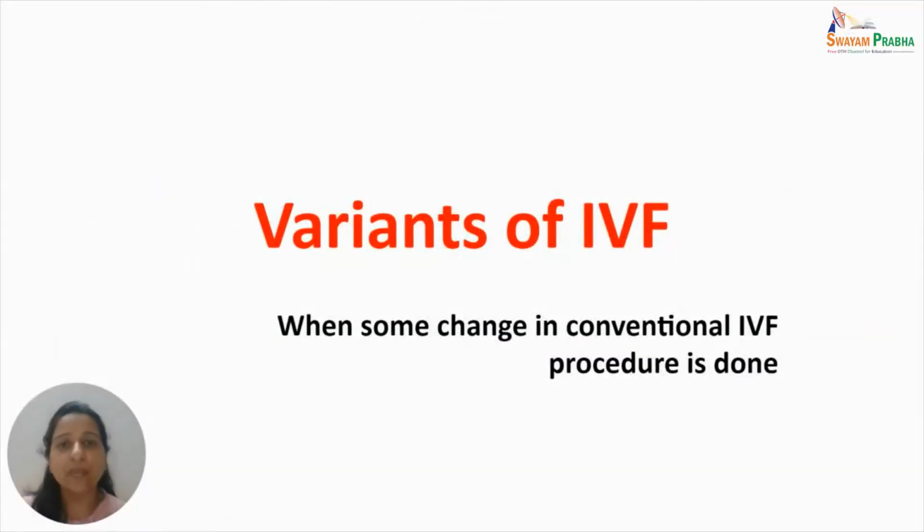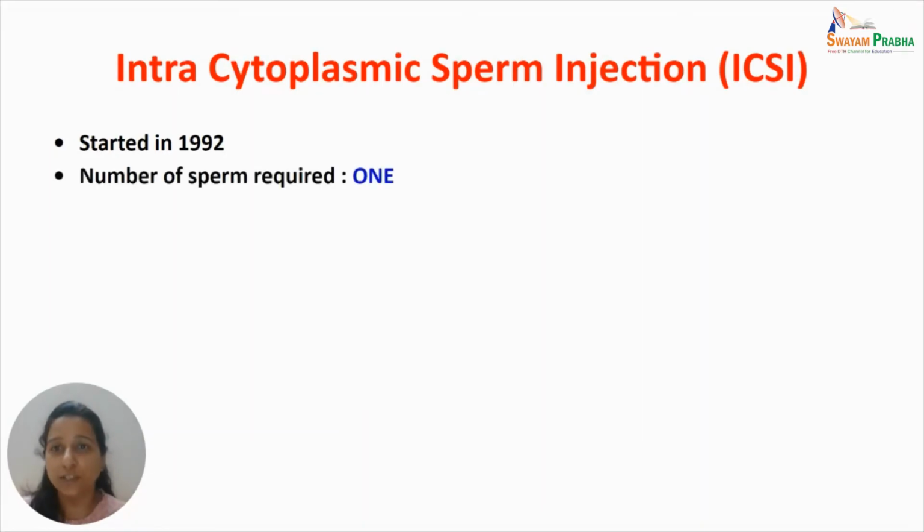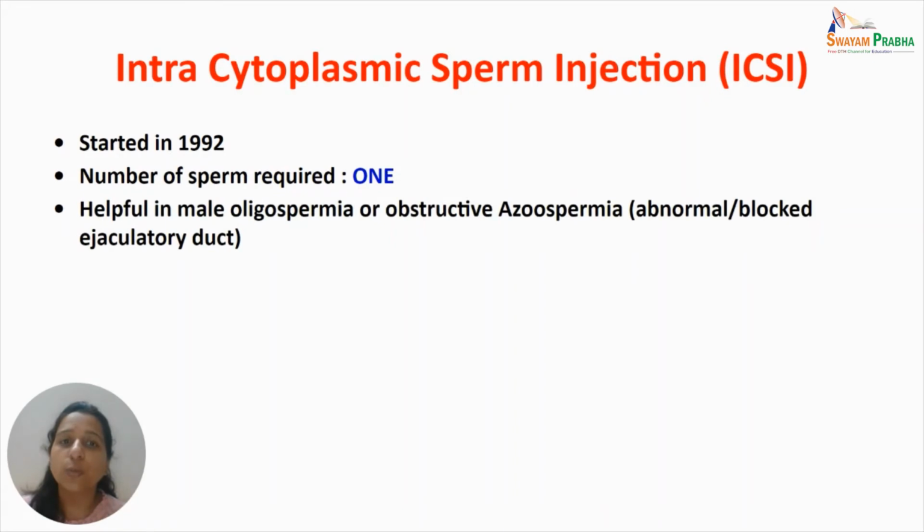Now, apart from the general procedure of IVF, there are certain variants of IVF also, which are done when some change in the conventional IVF procedure is required. For example, the first is intracytoplasmic sperm injection, or the ICSI. This ICSI was started in 1992. The major advantage of intracytoplasmic sperm injection, as the name says, is that the number of sperms required is just one.